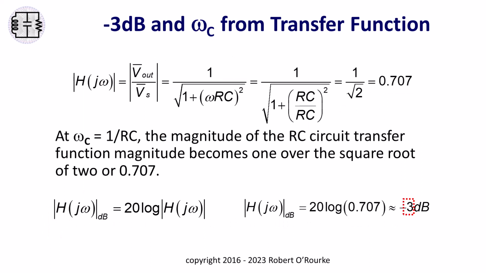To verify that omega sub c equals 1 over RC, we can plug it into the equation of the magnitude of the filter transfer function H of j omega. The resulting 0.707, when expressed in decibels, is just about minus 3 dB.